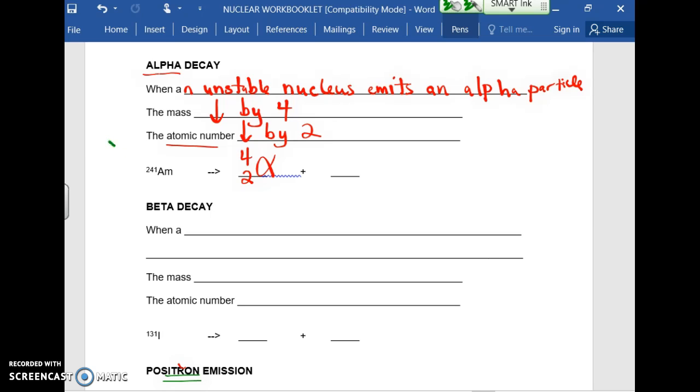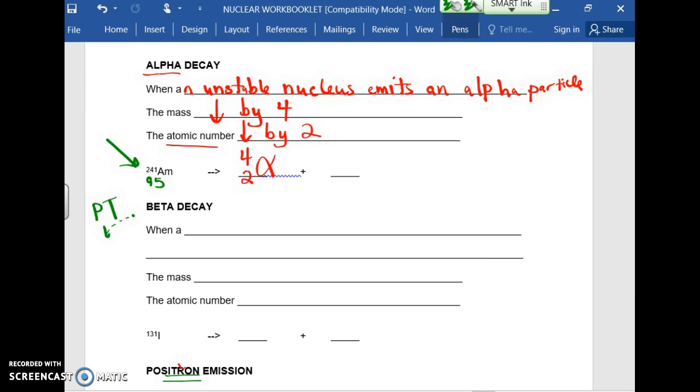Now, if you notice, I'm missing a number. They don't always give you the bottom number of the element. Why? Because I can run over to my periodic table on the wall, and I can see that americium has an atomic number of 95. So be sure to write a 95 there.